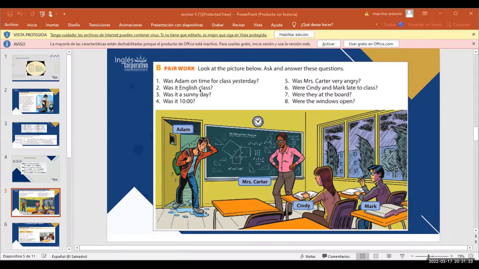Entonces, okay. Adam llegó tarde porque estaba lloviendo. Llegó todo mojado. Was it 10? No, it wasn't. It's 10:05. Five o'clock.